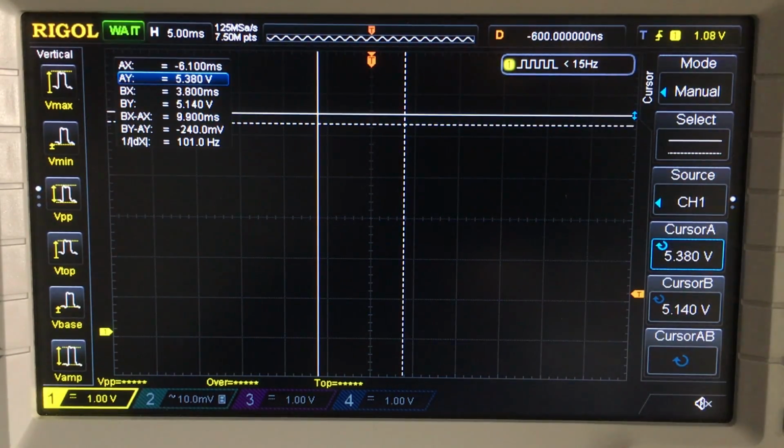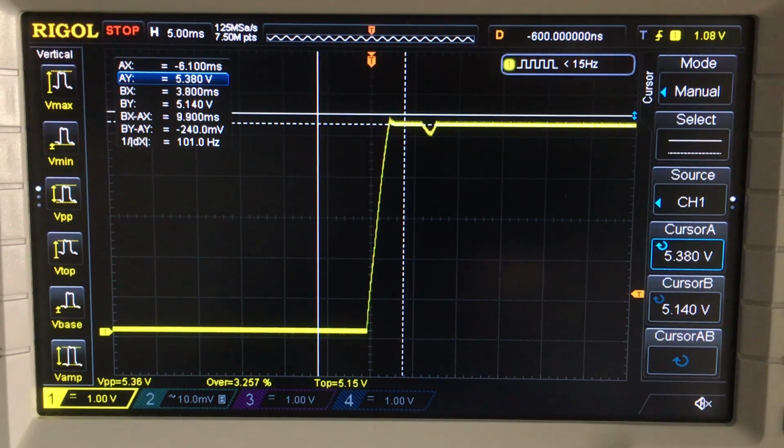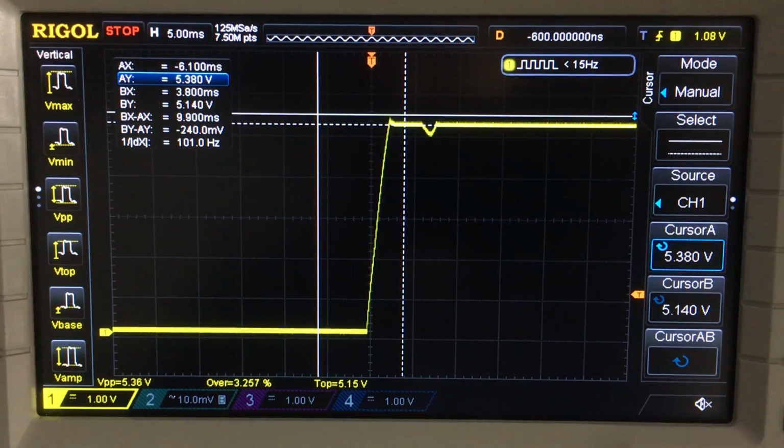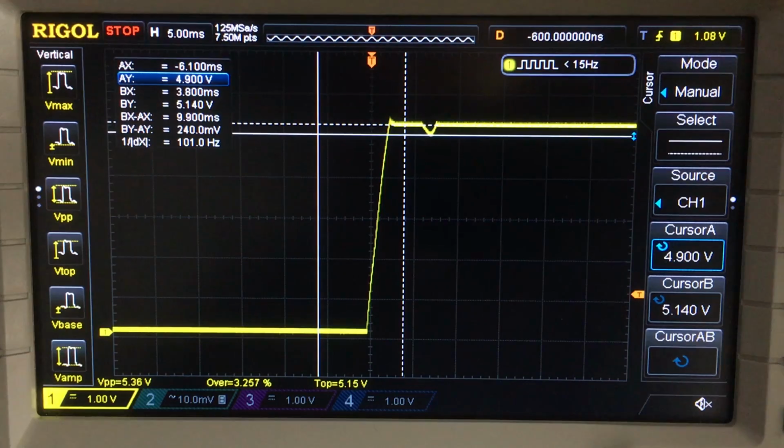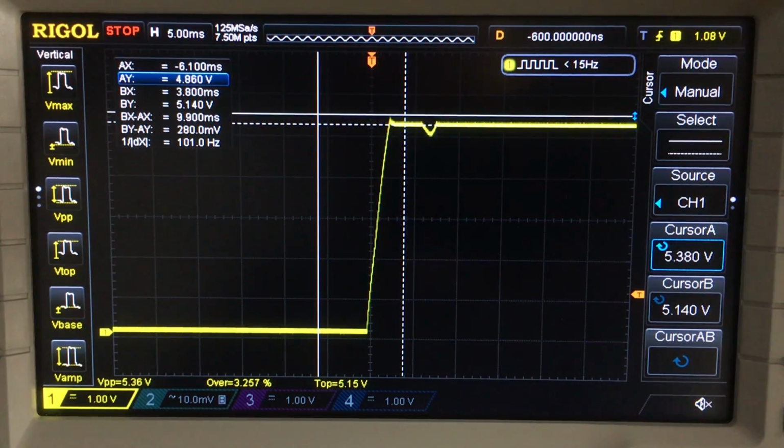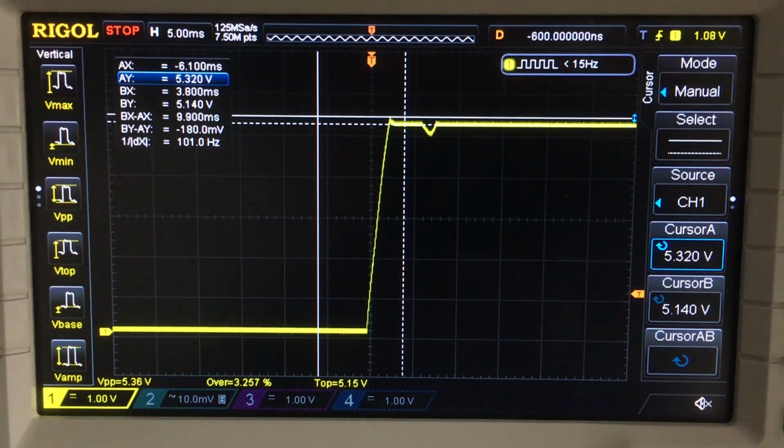This is test number two with the 4-ohm load. We got a bit of a weird waveform this time. We got an overshoot and then an undershoot before stabilizing. So yeah, doesn't look very clean. Let's try to measure that. Looks like the undershoot was about 250 millivolts, let's call it that, and the overshoot about 180 millivolts.